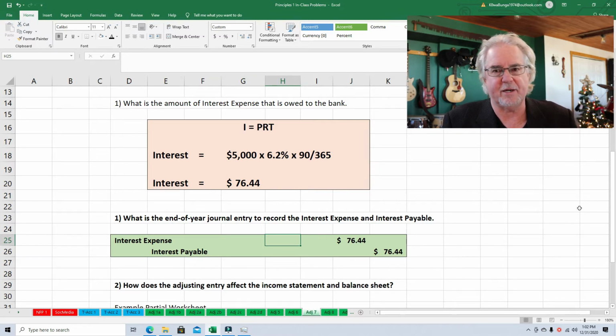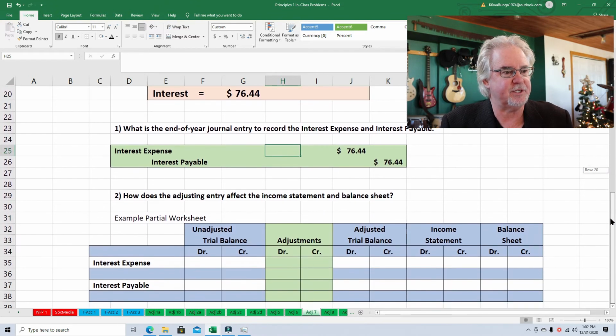journal entry. Now, a good way to remember this is expenses usually go first. 99 times out of 100, or probably 999 times out of 1,000, interest expense goes first. And I'll show you examples where that may not be the case, but not today. So interest expense, $76.44, list that first. Interest payable, that means we owe the interest. This is a liability. So let's go down here and let's look at this little worksheet.